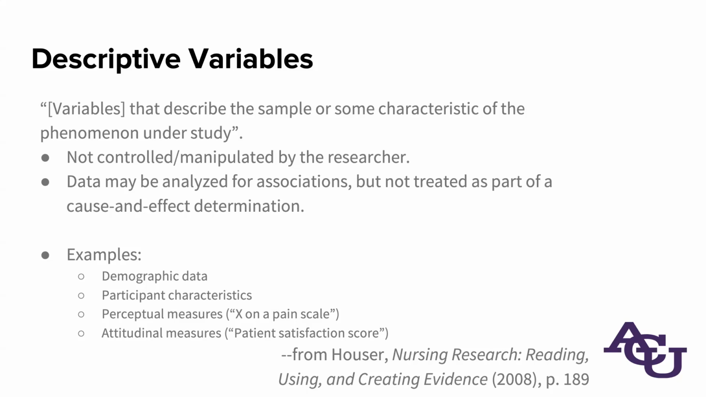But because you weren't telling this group to drink grapefruit juice and this group not, or giving them something that they're not sure whether it's a placebo or not that may or may not have grapefruit juice, it's not being directly used for cause and effect determination. That would be a separate study, versus you're like, we were tracking what they're eating, and those who had grapefruit juice, there's this thing that's different. Okay, so some examples of descriptive variables: any sort of demographic data, general tracking of participant characteristics, perceptual measures, attitudinal measures.